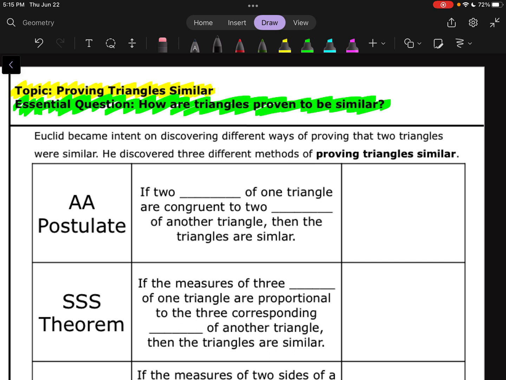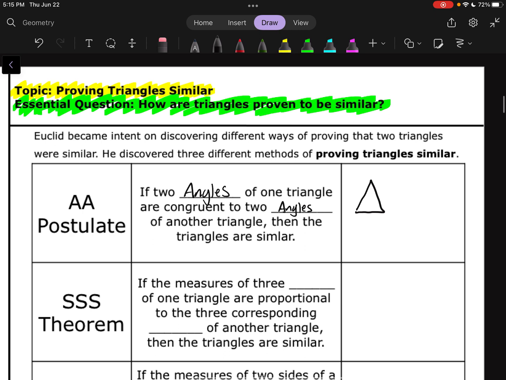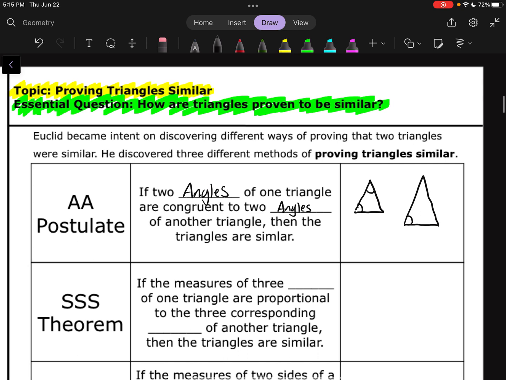And what that stands for is that if 2 angles of one triangle are congruent to 2 angles of another triangle, then the triangles are similar. So what that would look like would be something like this. If we have this triangle over here, and then this triangle over here, and if we just know that these 2 angles are congruent, and these 2 angles are congruent, then we could say that those triangles are similar.